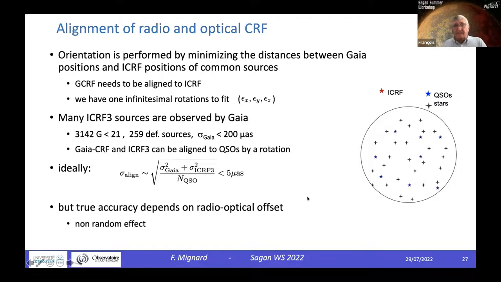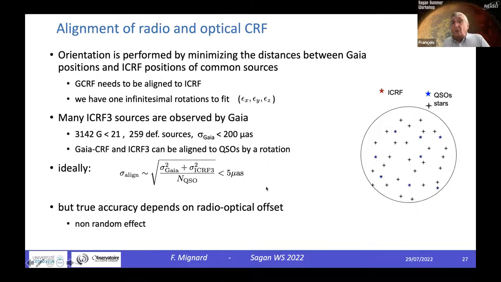So this is alignment, but this is feasible provided the common source seen in radio and seen in optical are really identical direction. If not, if there are systematic differences in radio and optical, this provides a limitation in the alignment, and this also causes some distortion in the alignment. So the true accuracy in the alignment, which is normally something depending on the Gaia accuracy, radio accuracy, divided by the square root of the number of sources, should be less than 5 microarcseconds.